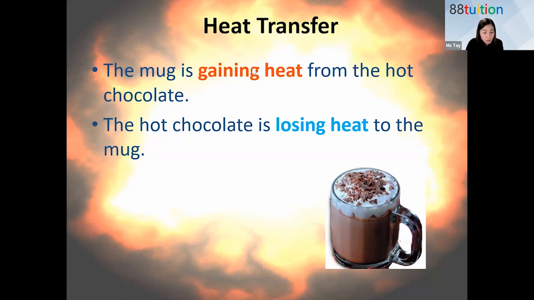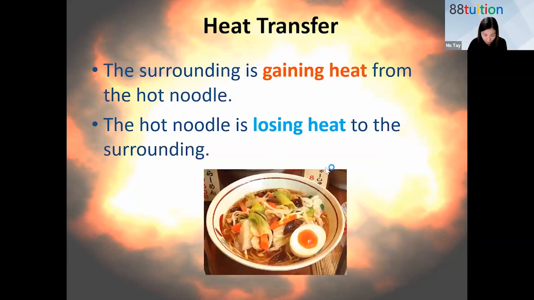So how do we phrase it? We phrase it in two different ways. The mug is gaining heat from the hot chocolate. The hot chocolate is losing heat to the mug. So far, okay? Are you all writing like this? If you're writing like this, you're safe. But later on, there are more things for you to do. Okay, so you can see how the heat is moving. Heat always moves from a place where it's hotter to a place where it's cooler. So this one you're fine.